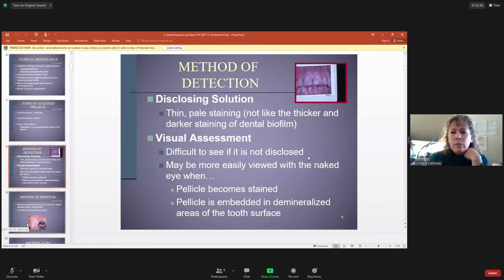So if we disclose, the tooth does not remain white and only the plaque turns pink, right? All the teeth turn this pale, hazy pink. That's the acquired pellicle holding the disclosing. And the thicker, darker staining is the dental biofilm, the plaque. It may be more easily viewed with the naked eye when it becomes stained, or if it is embedded in demineralized areas of the tooth.